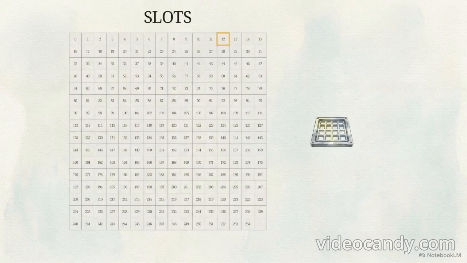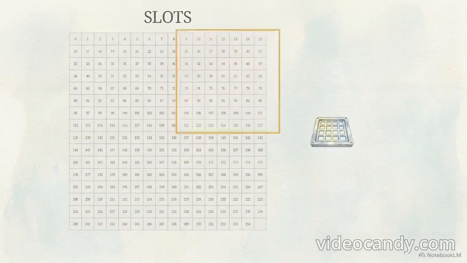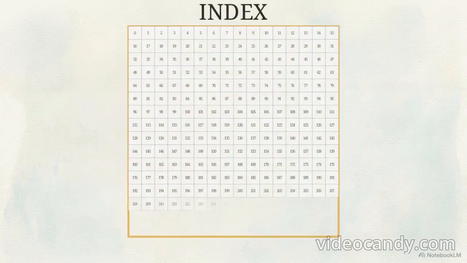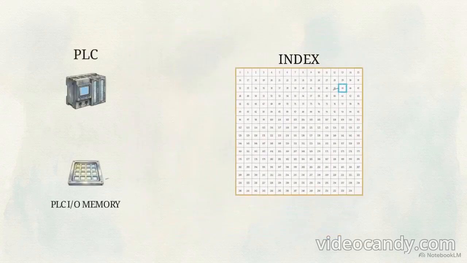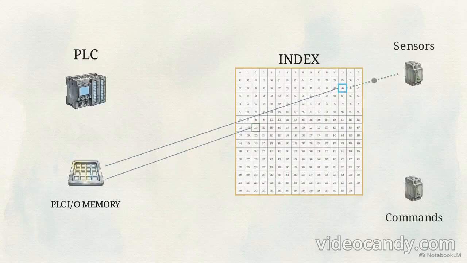The first level of organization is the slot. Represented by values ranging from 0 to 254, a slot corresponds to a distinct physical module or a specific software function block on the hardware. Inside each slot is the index. The index pinpoints the precise memory address of an individual parameter within that designated modular block. This strict slot and index hierarchy maps exactly to the PLC's I/O memory.